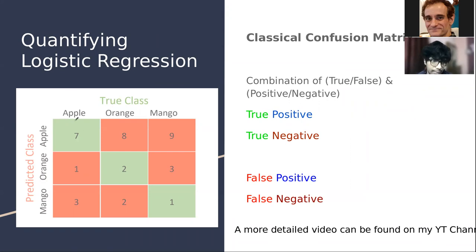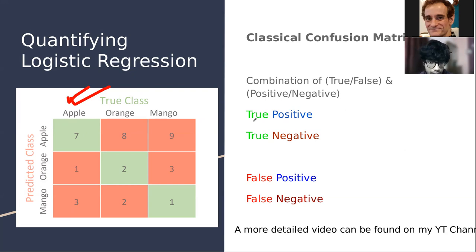This is something you must have seen and you will definitely be asked about interpreting these kinds of things. So there are four combinations. It is made by the classical confusion matrix. 2x2 is pretty simple, but let's discuss 3x3.